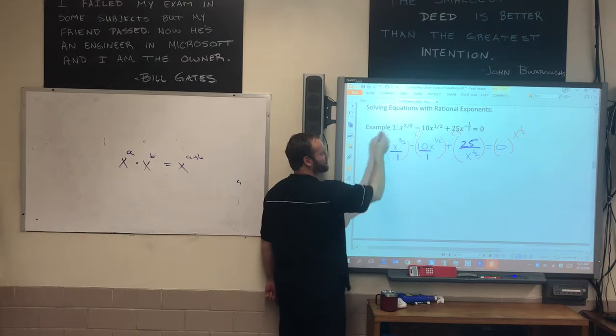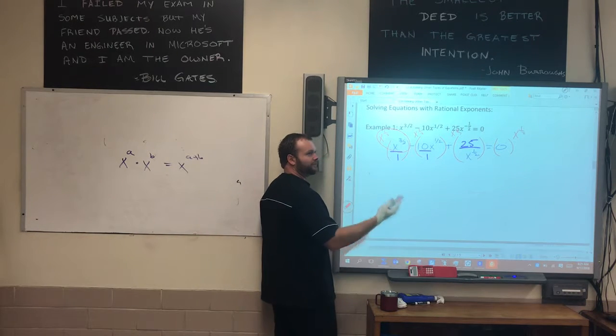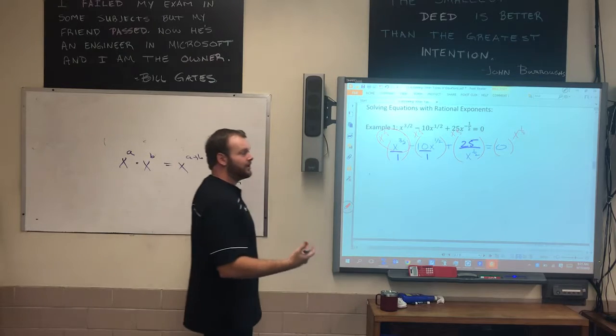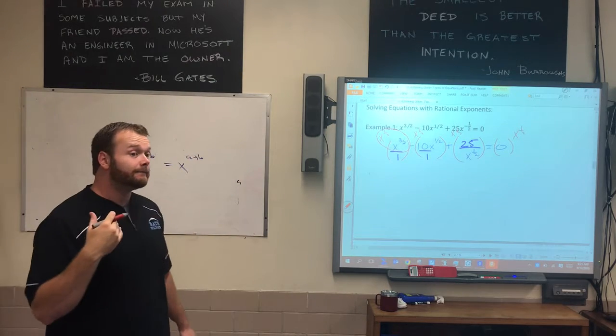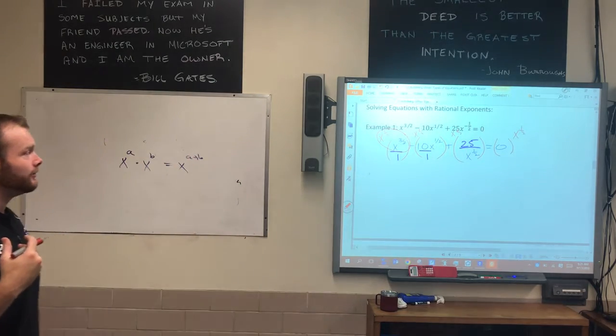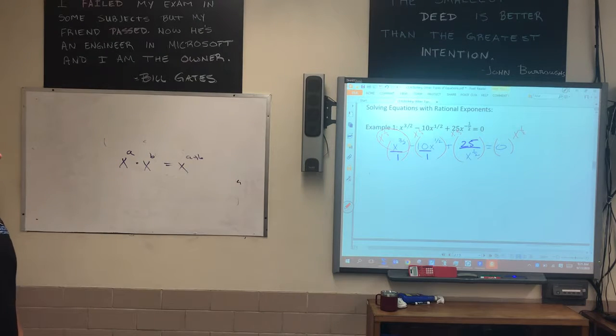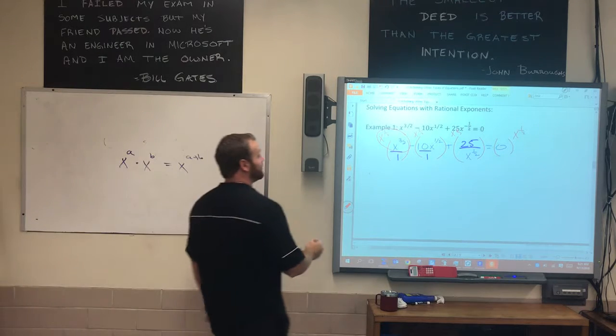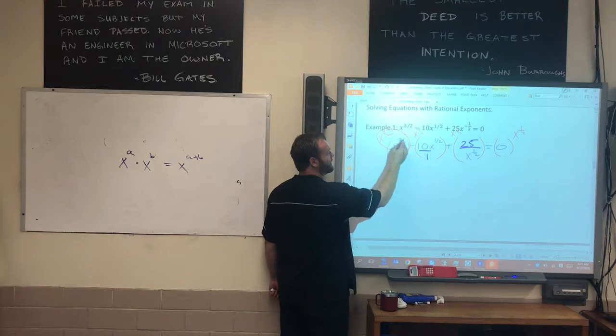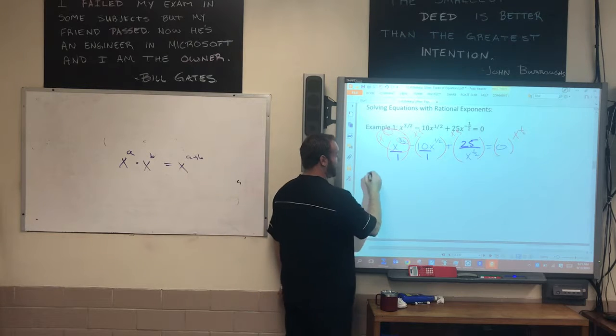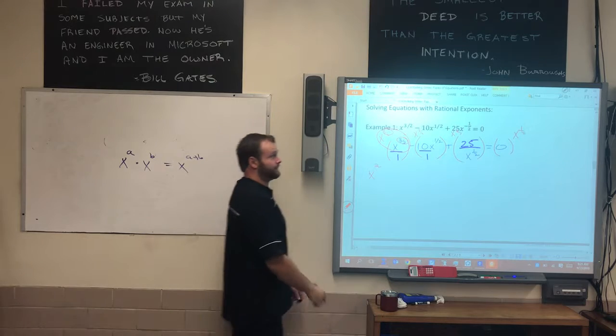Obviously, nothing cancels here, so I'm going to multiply those. X to the 1/2 times x to the 3/2 gives me x to the, say again? Careful. You already got common denominators, right? So it's going to be 4/2, isn't it? I add 1/2 and 3/2, gives me 4/2. So it gives me x to the 4/2, which is just x squared.